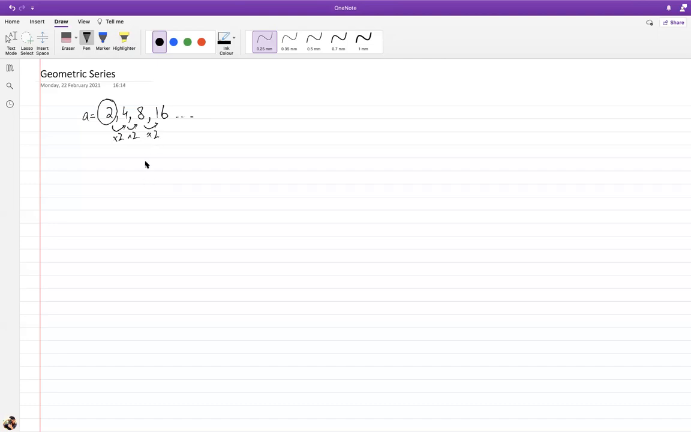Okay. In other words, if I take the ratio of 16 by 8, or the ratio of 8 by 4, or the ratio of 4 by 2, they all are going to be just 2, which is basically this number that is multiplying. So this we call a fixed ratio. Okay, so that's R. When you multiply by the fixed ratio, you get the next number.